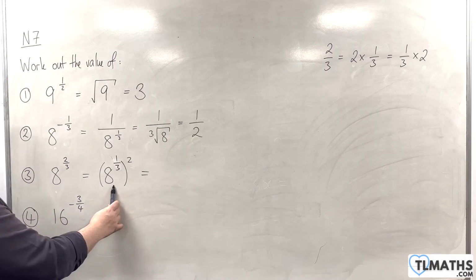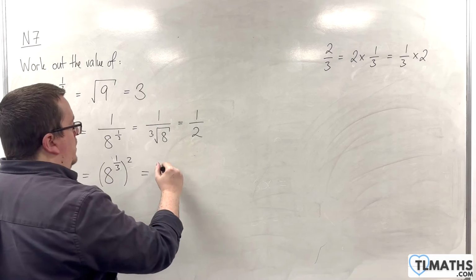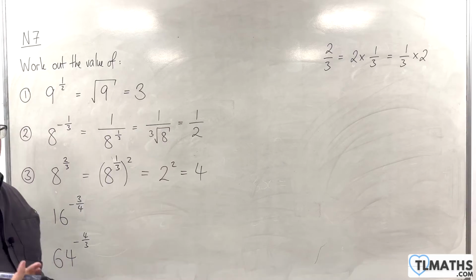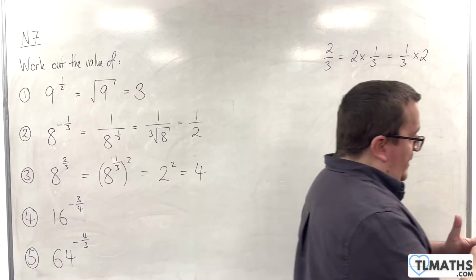So 8 to the power of 1/3 is 2. So we have 2 squared, which is 4. Which of course is the same thing as the cube root of 64.